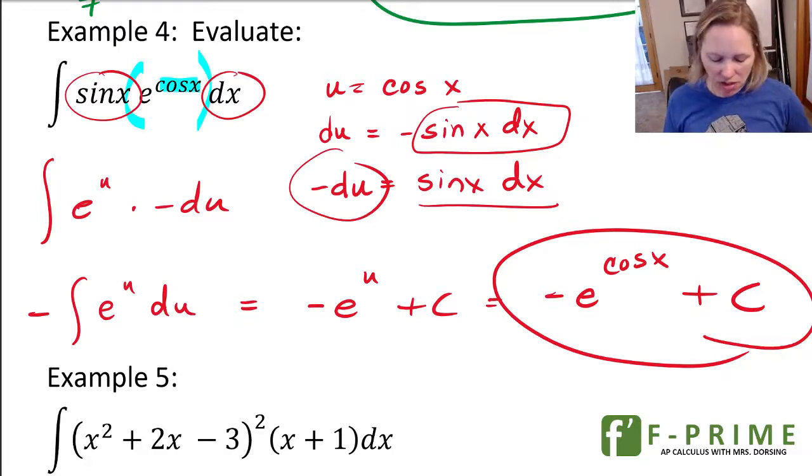Because the whole goal is to say, okay, I have my substitution, e to the cosine x becomes e to the u. I have a sine x and a dx left. What can I replace that with to turn everything into u's?